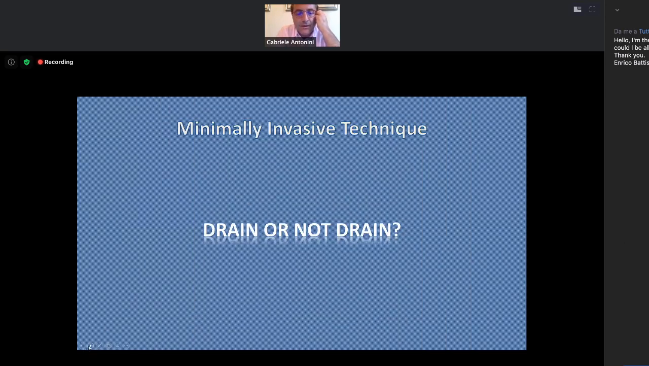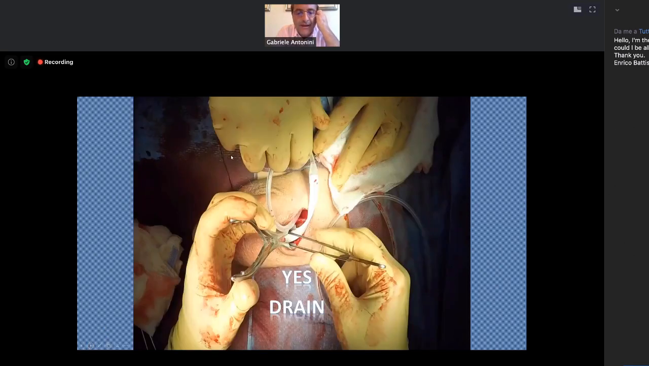I told you drain or not drain. Always drain. I keep the drain inside for 3 or 4 days, because every day I have inside the drain about 25 or 30 ml of serum. And if you don't drain this, you can have a big hematoma on the scrotum, and the risk of infection can grow up.